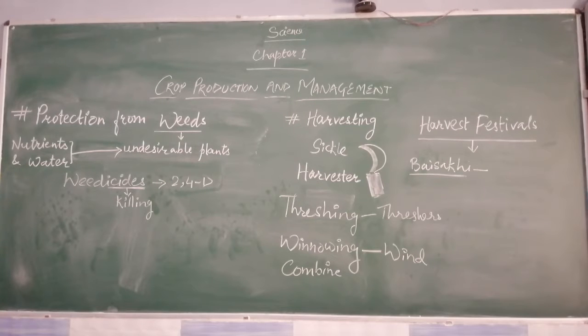One method we have already seen, of how to remove the weeds. In the preparation of soil, the very first step of crop production, we have seen that during preparation of soil, first we have to remove all the weeds with the help of a hoe, H-O-E. It is the instrument used to pluck the weeds out from the soil.